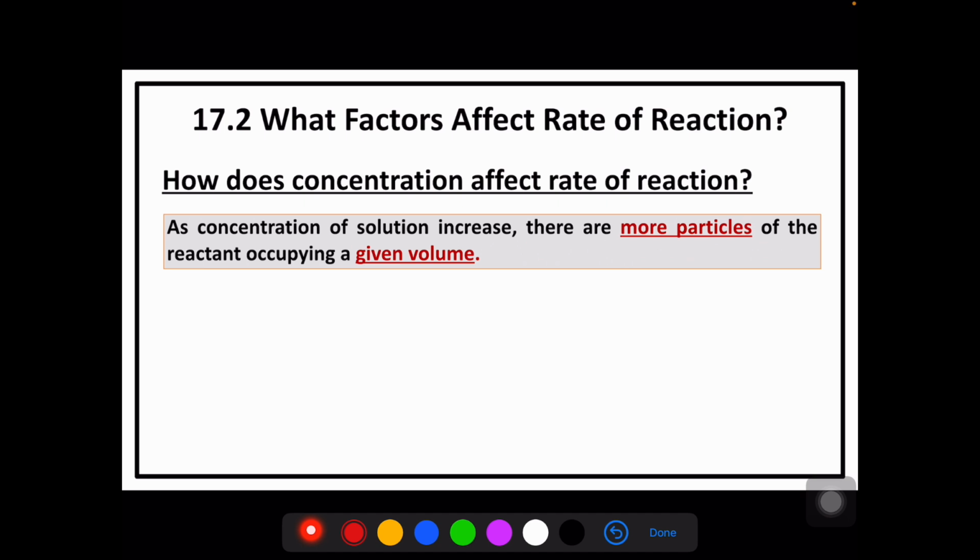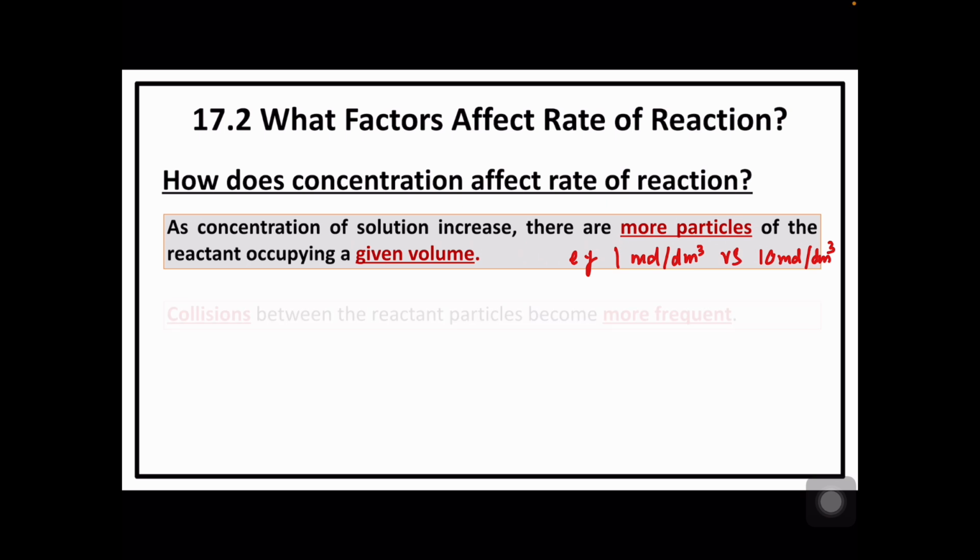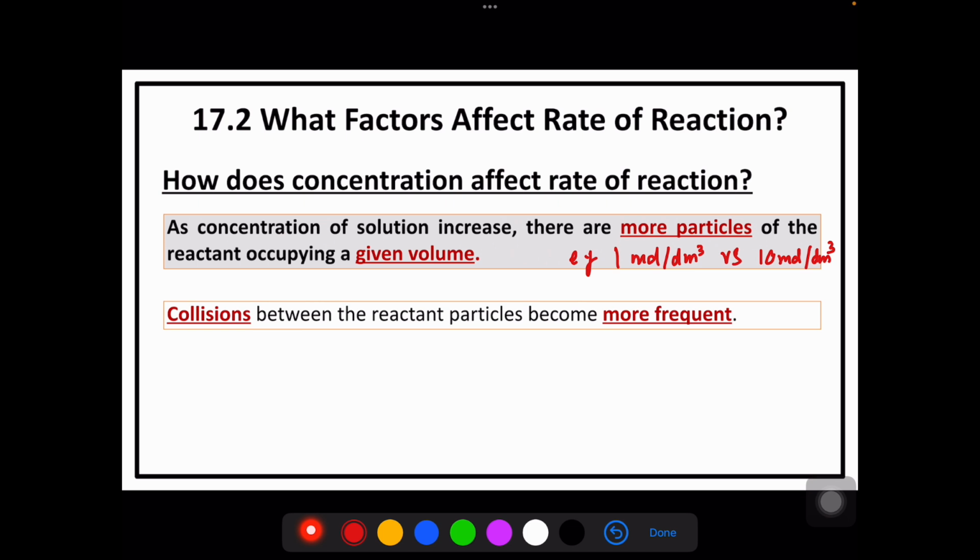So for instance, if you think about it, when you see a concentration of 1 mole per dm cube, this means that there is 1 mole of particles in 1 dm cube of solution, versus something like 10 mole per dm cube. This actually means that there's 10 mole of particles in the same volume, which is 1 dm cube. So actually it increased by 10 times more of particles. Now what's so good about this is that it then increases the frequency of collision.